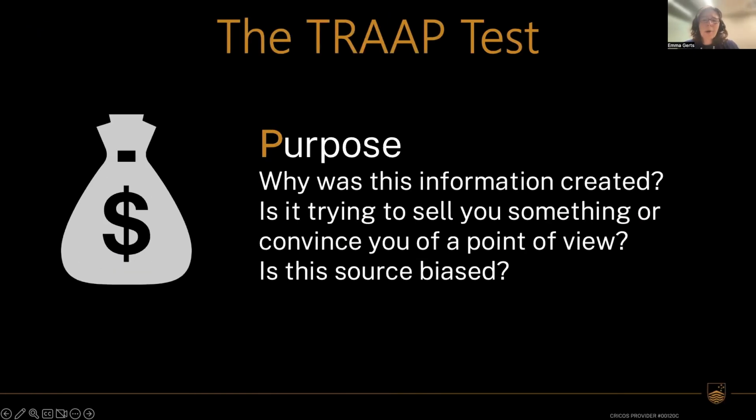And the last one is purpose or point of view. So this is thinking about bias. Why was this information created? Is it trying to sell you something, or is it trying to convince you of a certain point of view? So this really comes into play with non-scholarly sources, but sometimes research papers can also be paid for by, say, a good example is tobacco companies paying for research papers on how tobacco doesn't cause lung cancer.